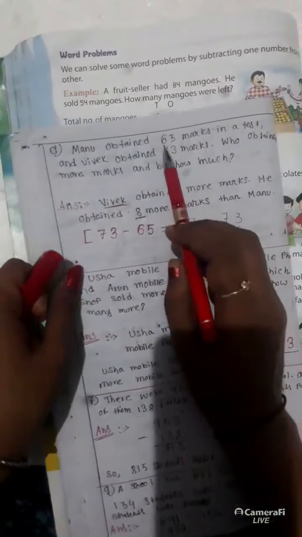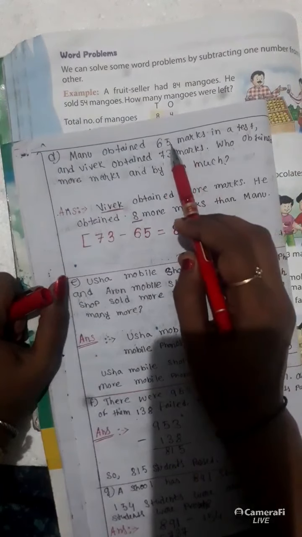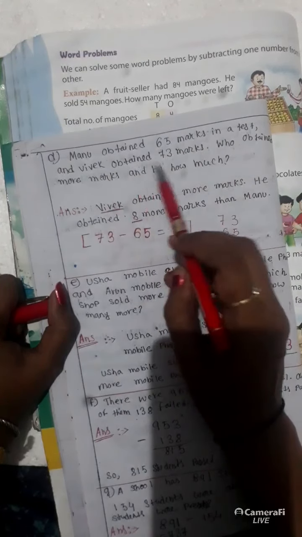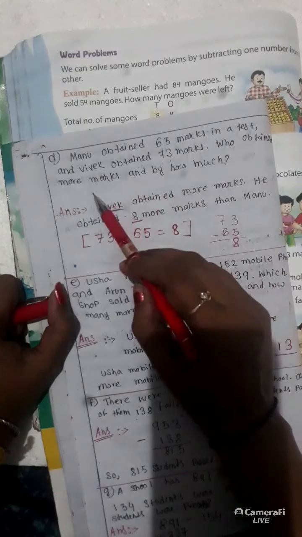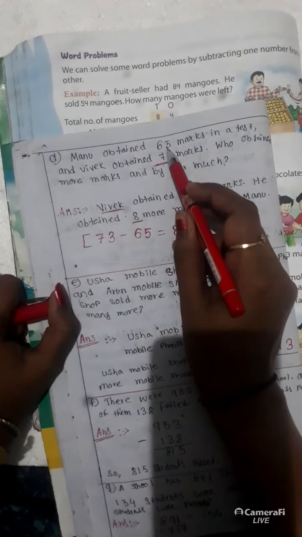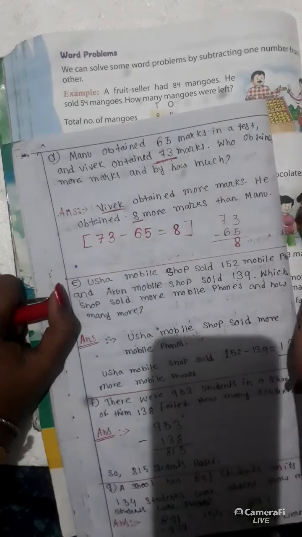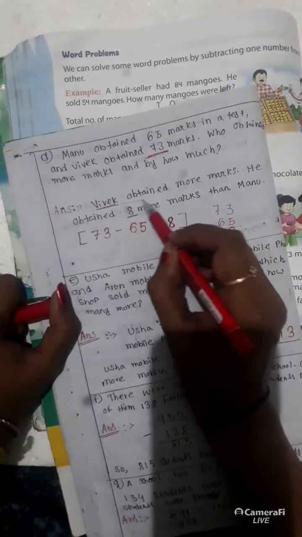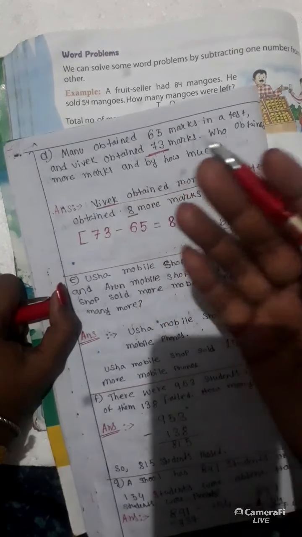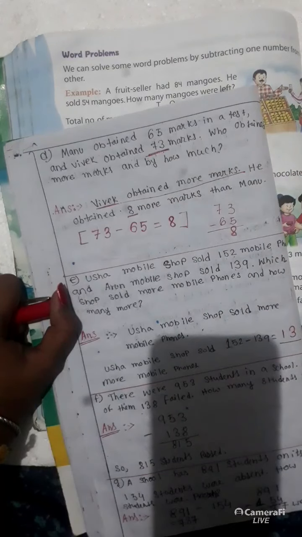Now, Manu obtained 65 marks in a test, and Vivek obtained 73 marks. Who obtained more? Just now we have done this. As we know, 73 is greater than 65. So who obtained more marks and by how much? Already we know that Vivek obtained more marks. But by how much? So 73 minus 65, it is 8 only.